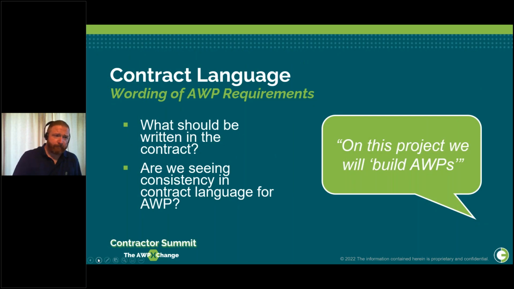So, wording of AWP requirements in a contract. What should be written in the contract? And are we seeing that level of consistency in the language that's used for AWP? And this one in the speech bubble is always one of my favorites. I've heard this so many times: "On this project, we are going to build AWPs." Well, of course, no, you're not. But as soon as you hear that, it gives you a very quick understanding of the level of AWP experience and expertise of the person that you're dealing with.